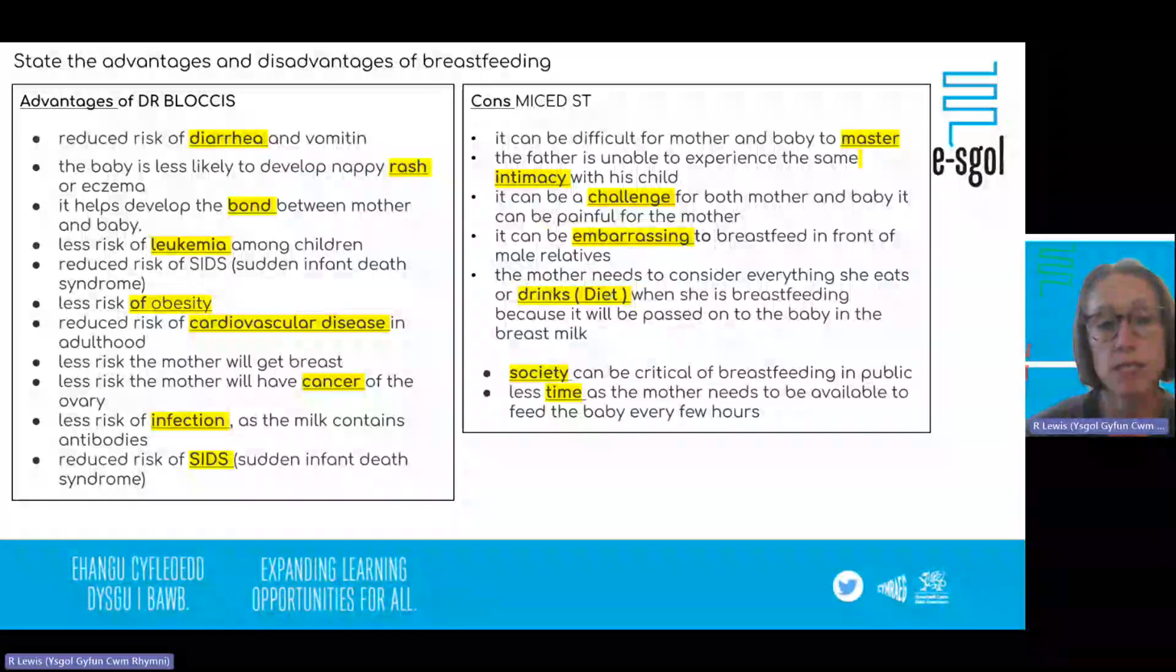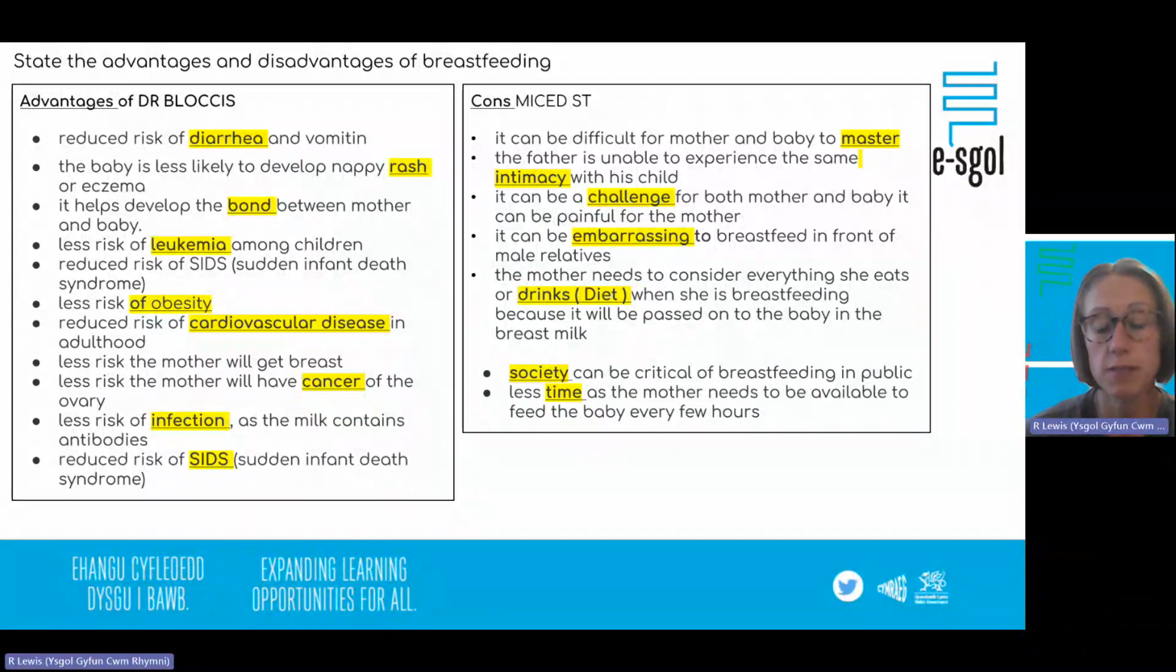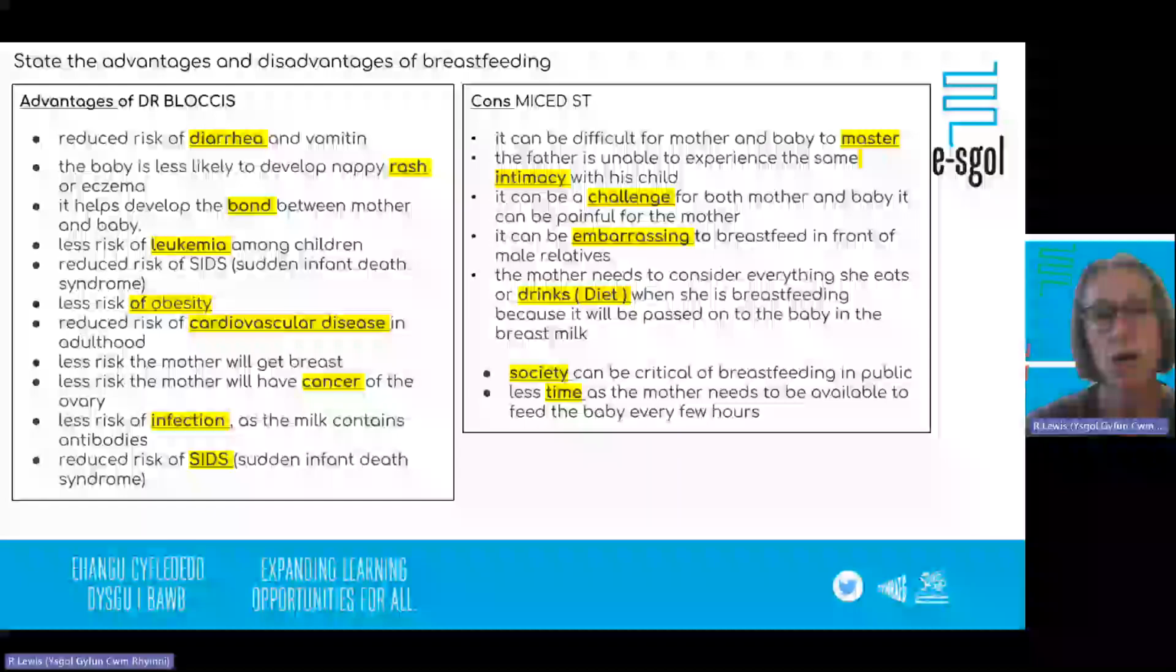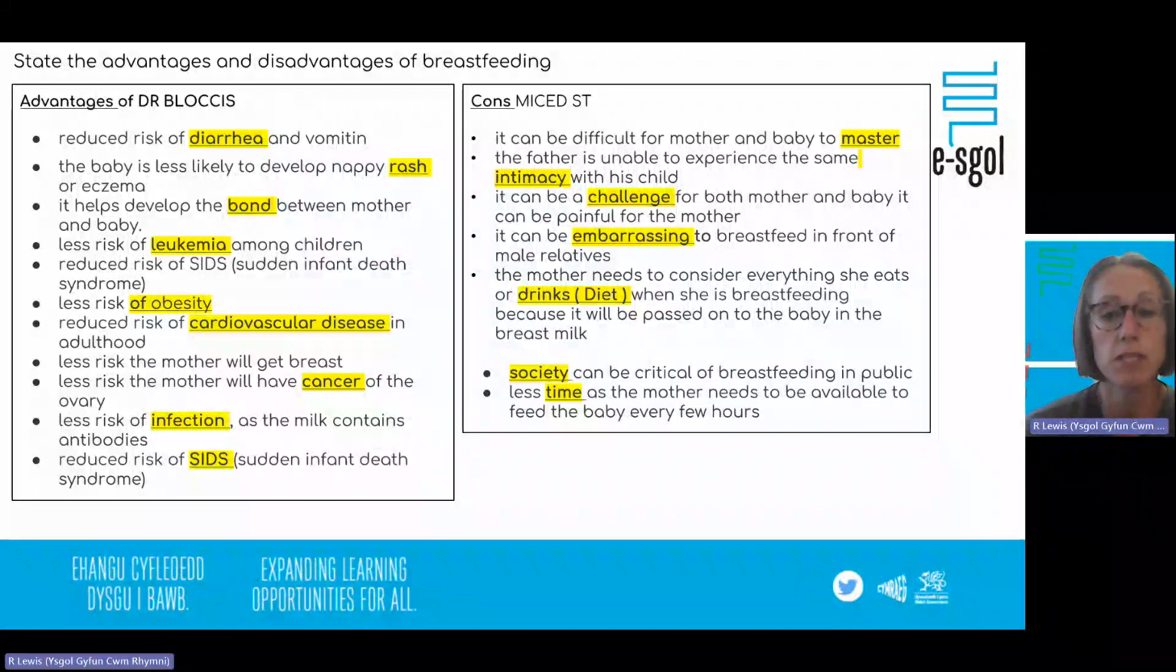Mum also needs to consider her diet and what she drinks, as obviously whatever she takes on board herself is effectively delivered to the baby within a couple of hours and days. And also society can be quite critical of breastfeeding in public, and mum has less time to herself, as she is obviously needing to feed the baby every hour and can't perhaps go back to work and do activities that she would like to do because obviously the baby needs caring for.